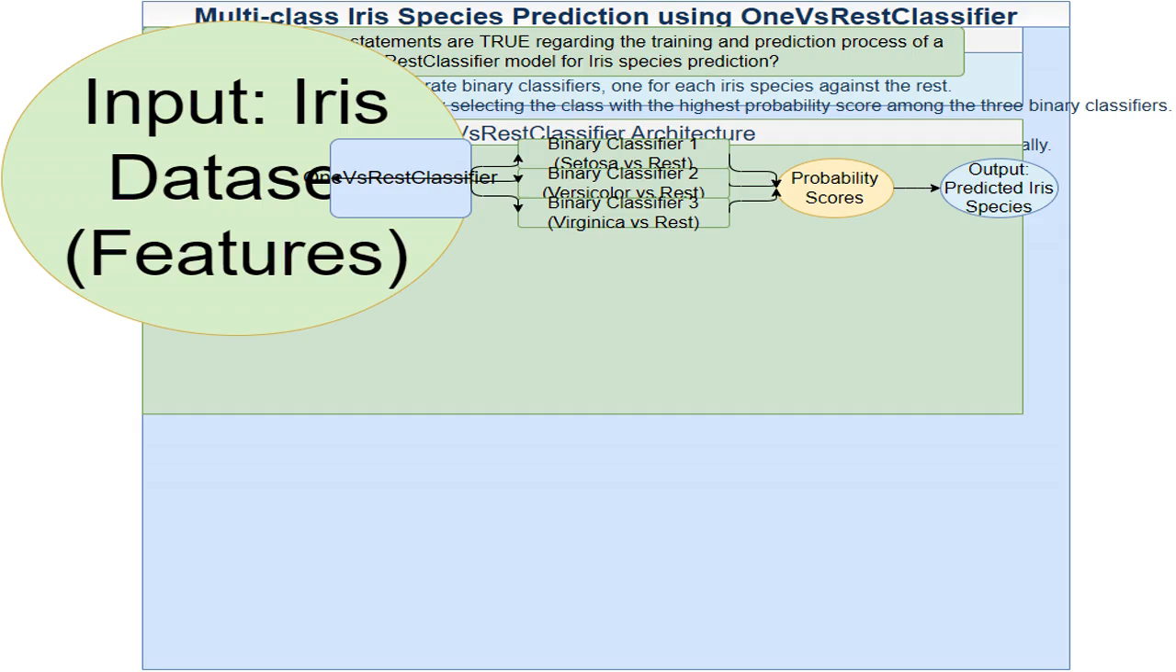We start with the famous iris dataset. This dataset contains measurements, like sepal length and width, petal length and width. These are our features, which describe different iris flowers. These features are fed into the 1vsRestClassifier as input to make predictions.